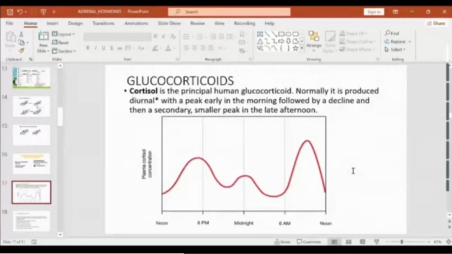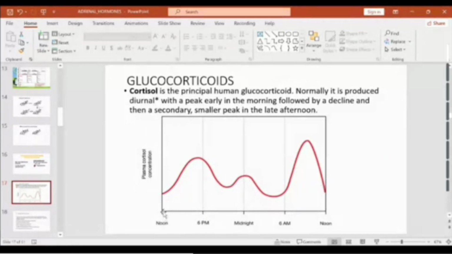Second S, and that is on sugar. We call this one glucocorticoids, and the predominant one is cortisol. So cortisol is the principal glucocorticoid in the body, and the secretion is in a diurnal pattern. So we have this rise and falling in the secretion.